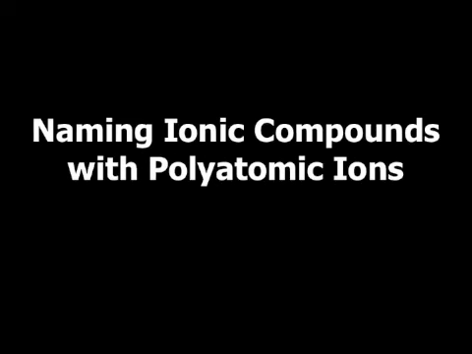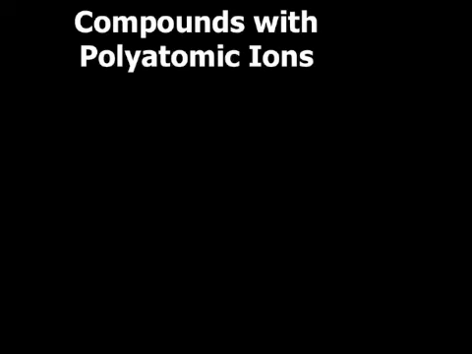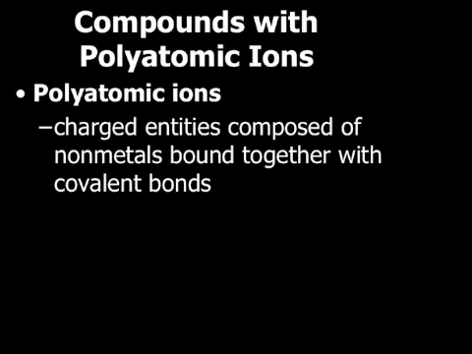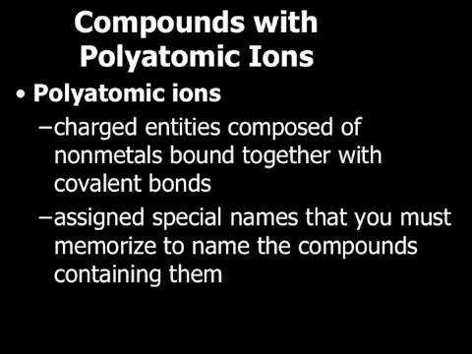In this screencast, we're going to talk about naming ionic compounds with polyatomic ions. A polyatomic ion is a charged entity that has a group of nonmetals bound together with covalent bonds. As a group they have a charge overall, so they behave as an ion when they combine with another ion to form an ionic bond.